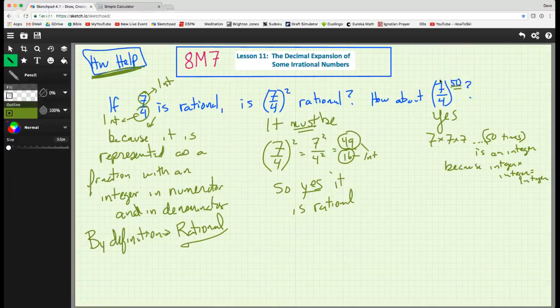So if I multiply this 50 times, it's equal to an integer. And this is 4 times 4 times 4 times 4, that's going to be equal to an integer, if I do that 50 times. Okay, so remember this for your homework.